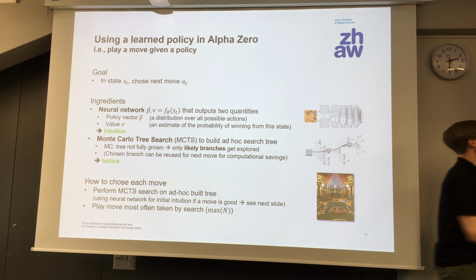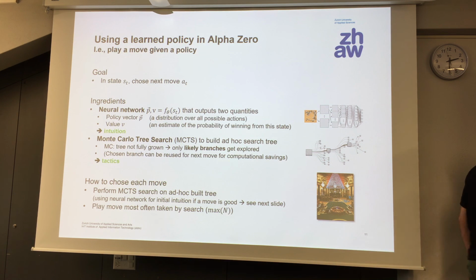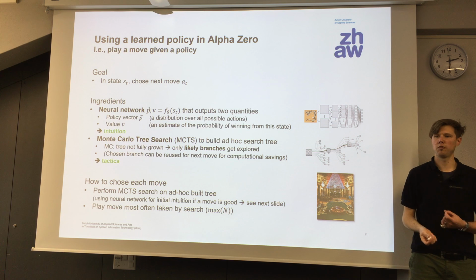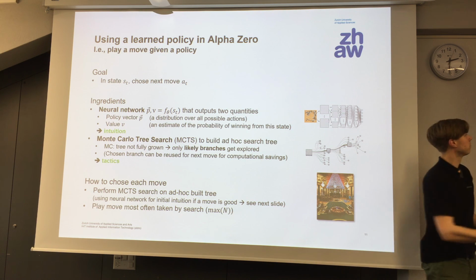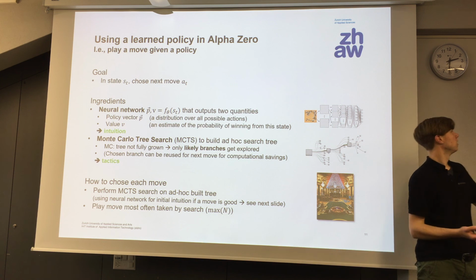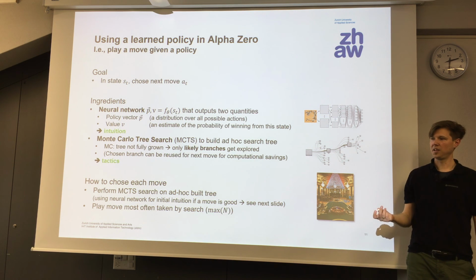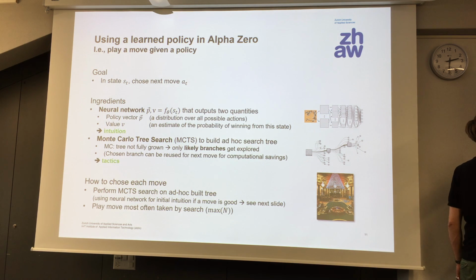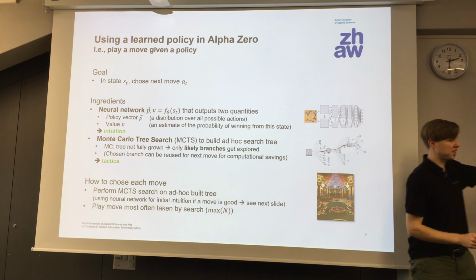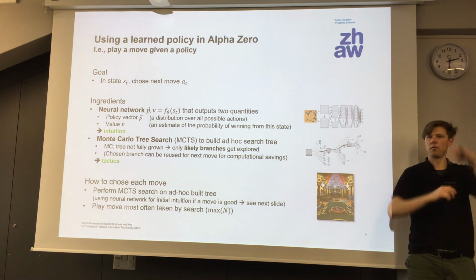Tic-tac-toe. When I put my cross here, what are the possible next moves of my opponent? The opponent could put the O in any of the remaining cells, right? So we have 1, 2, 3, 4, 5, 6, 7, 8 possible successors in the next level of the tree, right?